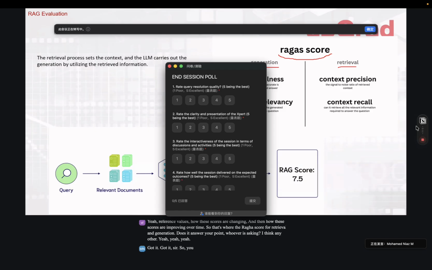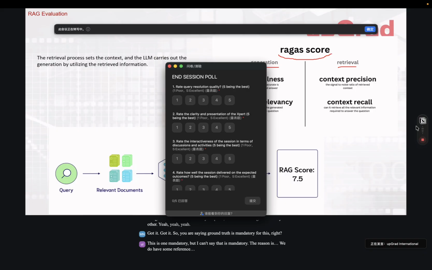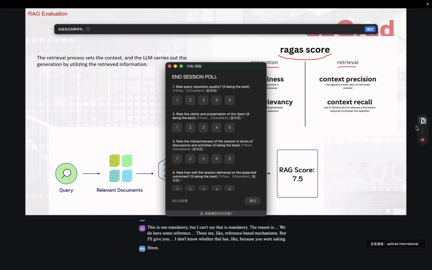So you are saying ground truth is mandatory for this, right? This is one, but I can't say that is mandatory. The reason is we do have some reference. These are like reference-based mechanisms. I don't know whether I have a slide on that, but because you are asking explicitly, let me pull that. There is a reference-free kind of evaluation as well.